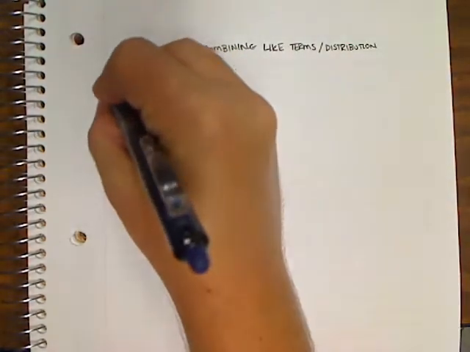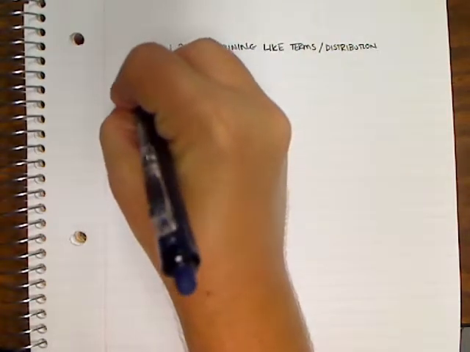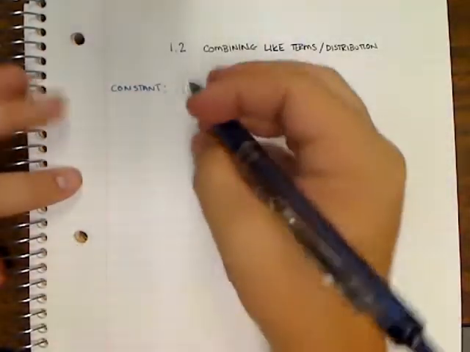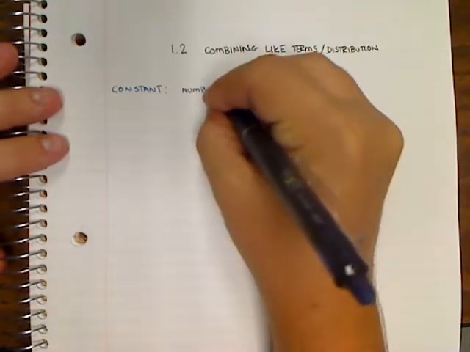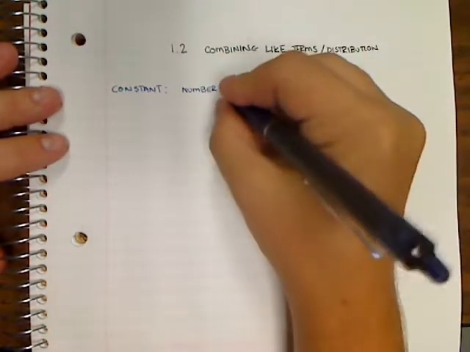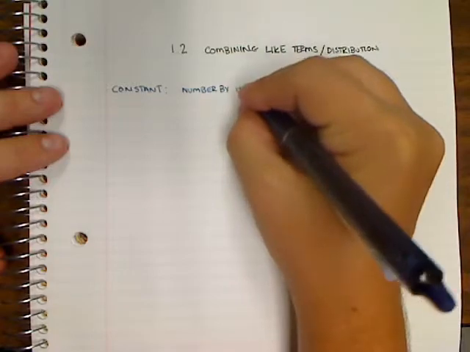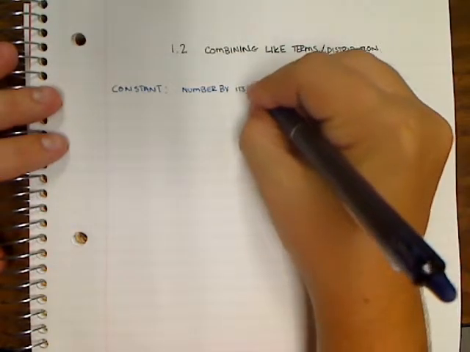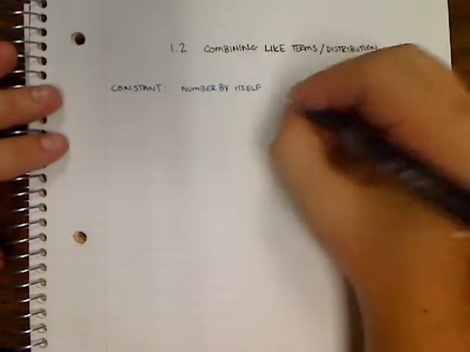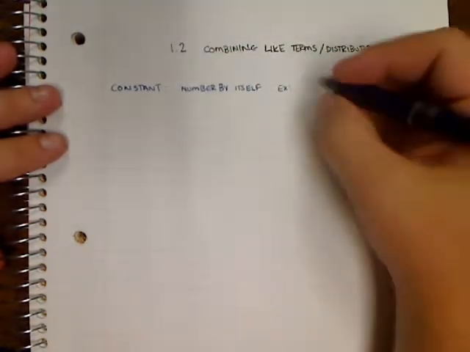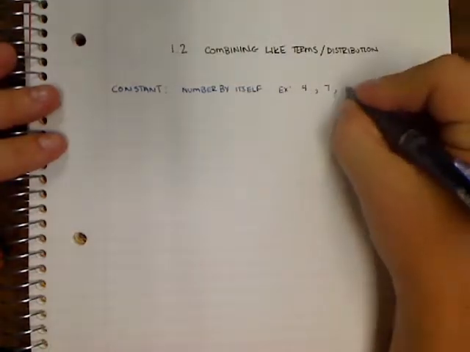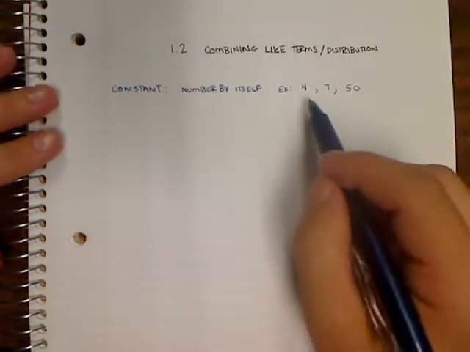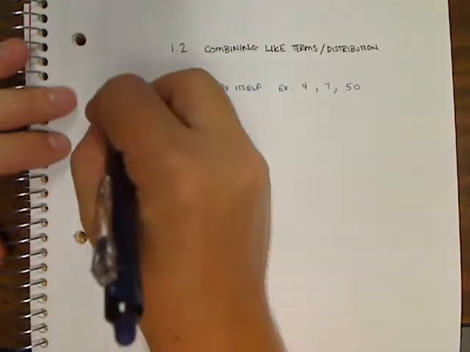Anytime I say constant, all constant means is a number by itself. Okay. So for example, a constant would be 4, 7, 50, right? All of those are numbers by themselves.